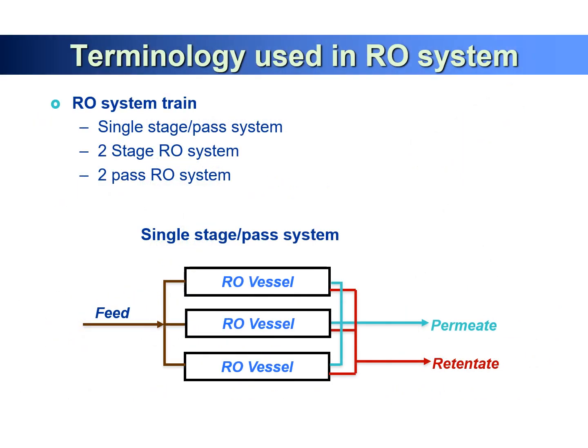Also, the RO system train can be a single stage, single pass system, or a second stage RO system, or a second pass RO system. So this is the feed water, different pressure vessels, permeate and retentate. We just call this single stage, single pass. So single pass permeate, and first stage retentate.